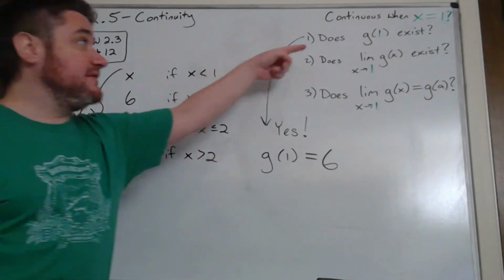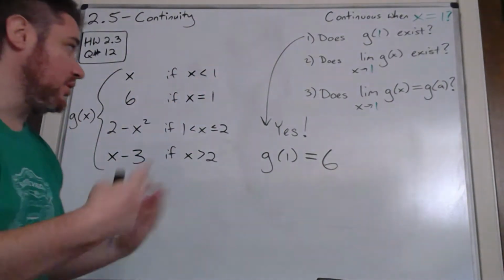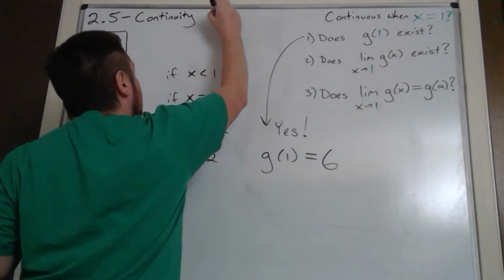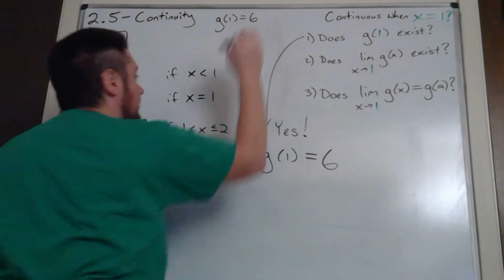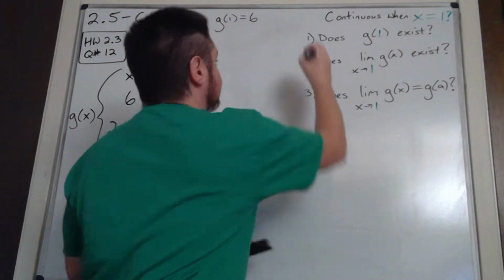Okay, so does g of 1 exist? Yes, it's equal to 6. Cool, so at least the function is defined there. If it wasn't, then we definitely don't have continuity. So g of 1 is 6. Let me put that up top. All right, so we answered the first question. So we're on the right track.